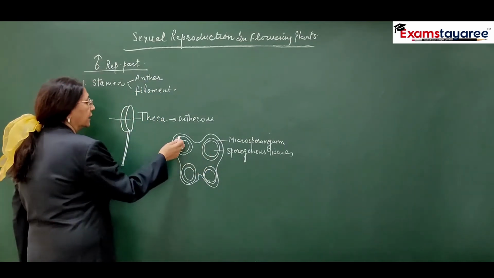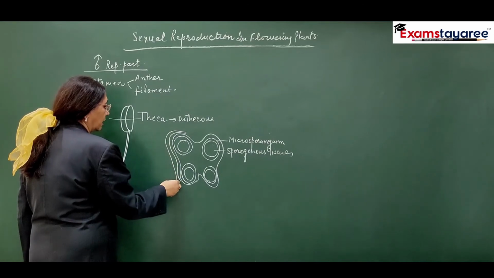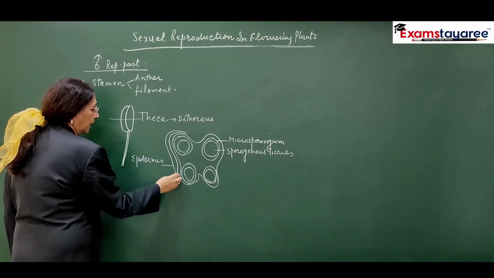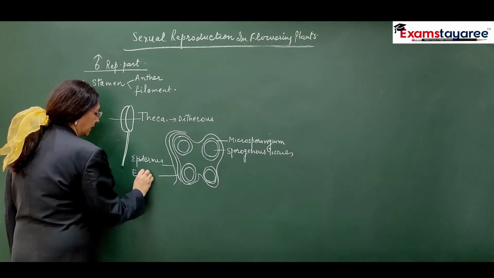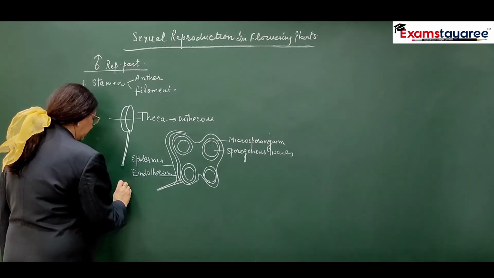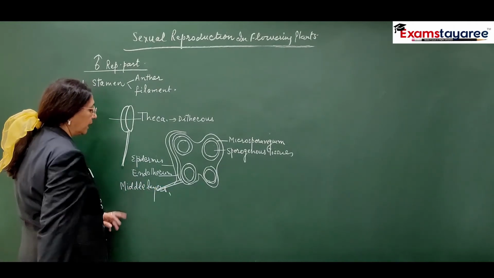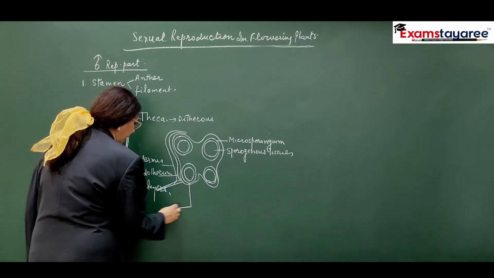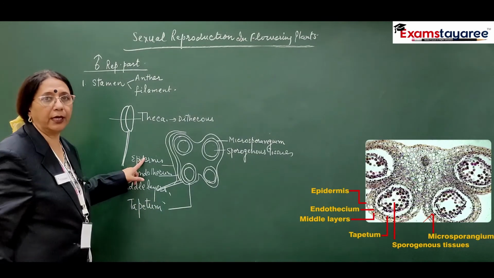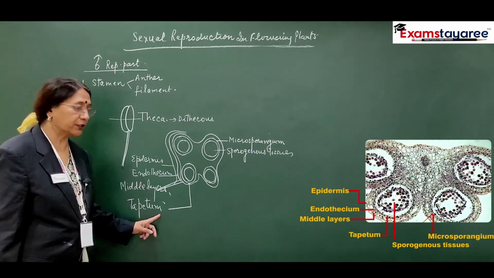Now, the anther is covered with 4 layers. The outer one is known as epidermis. Inner to it is endothecium, then a few middle layers, maybe 2 to 3 layers, and innermost is known as tapetum. Outer epidermis, inside it endothecium, then 2 or 3 middle layers, and the innermost is tapetum.